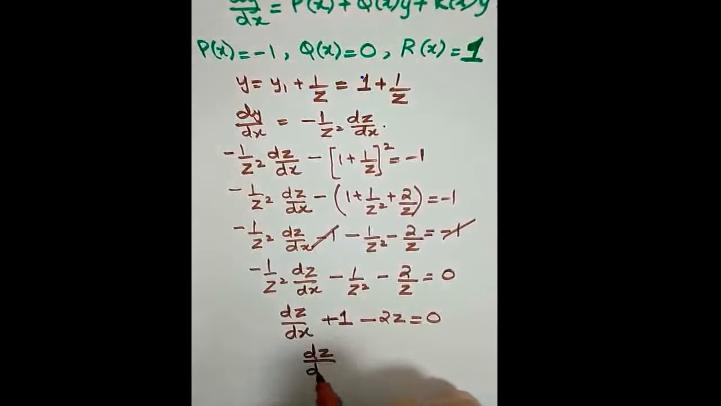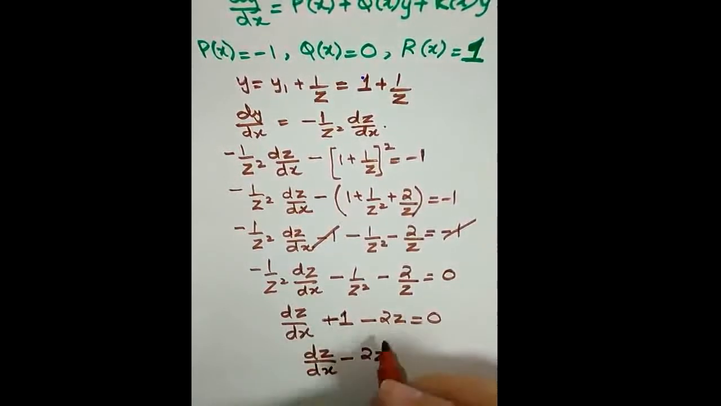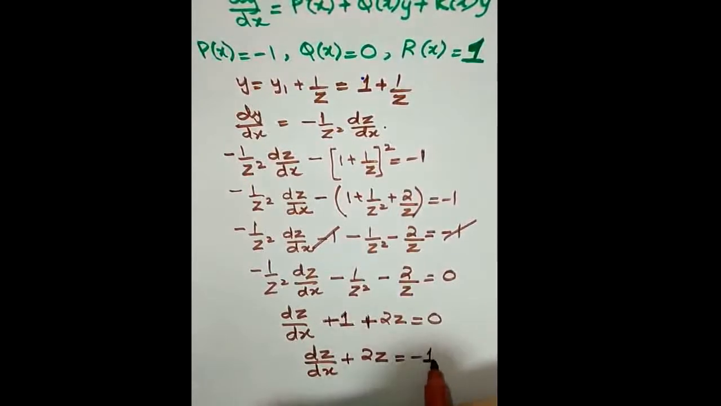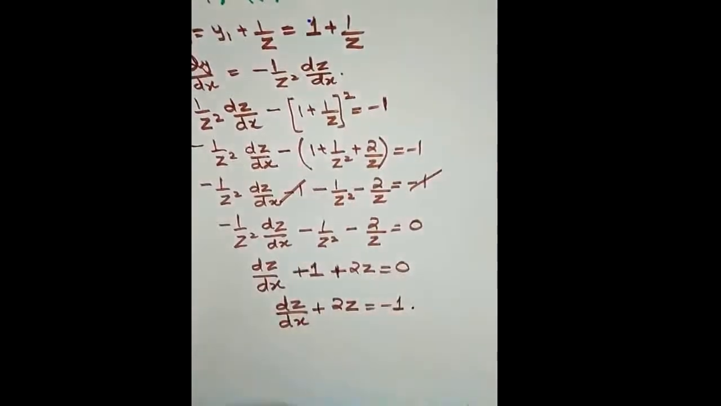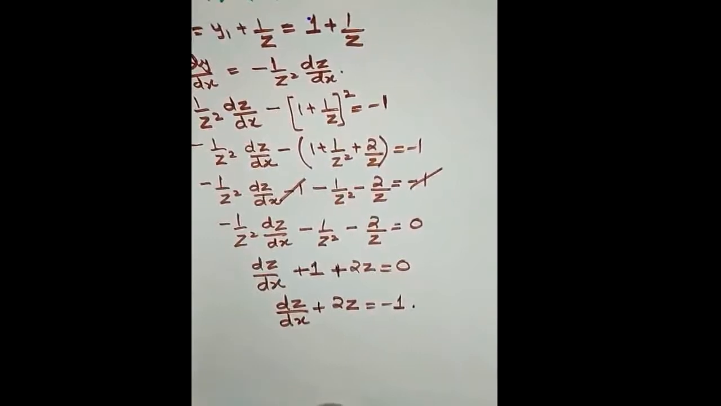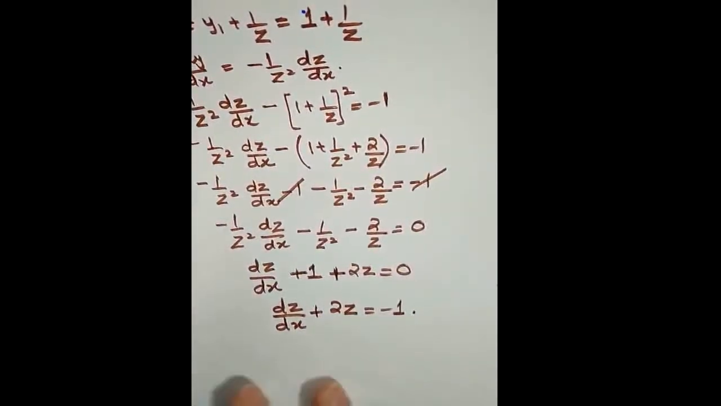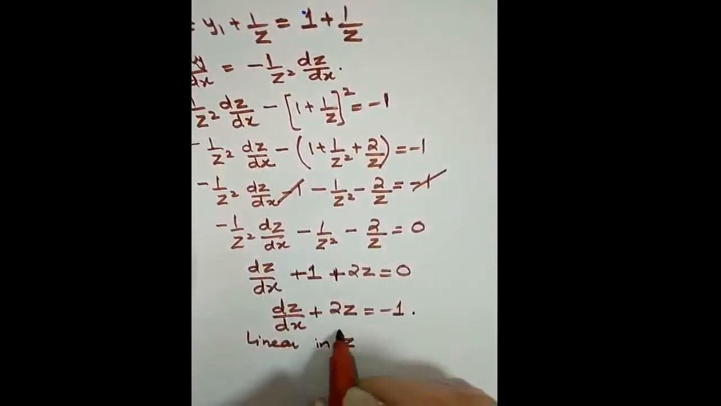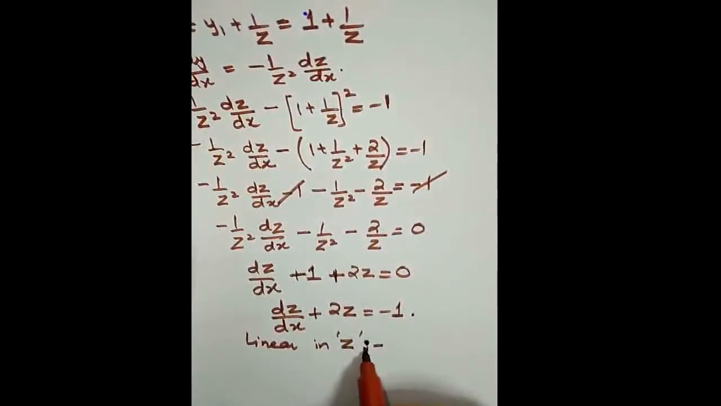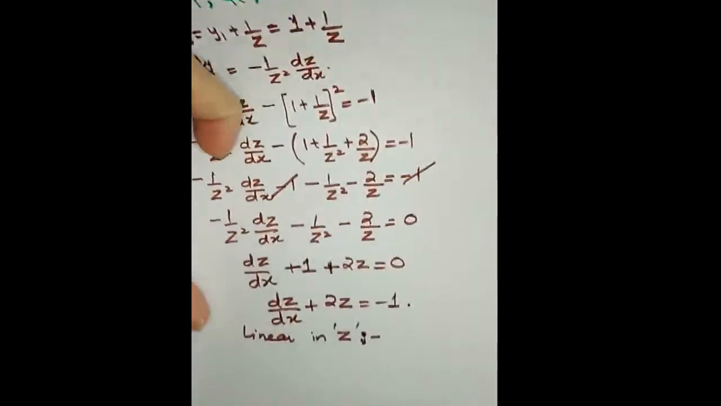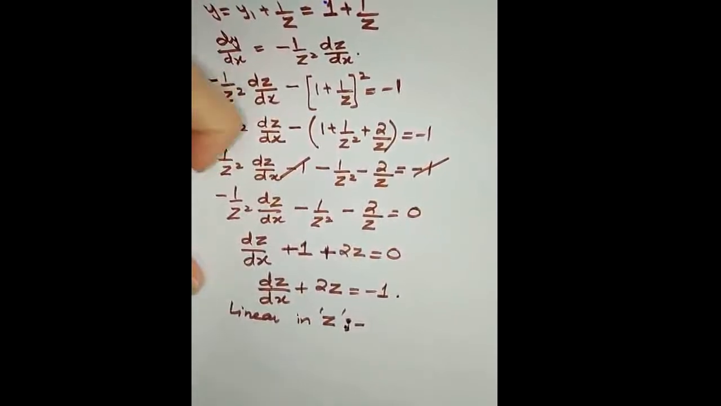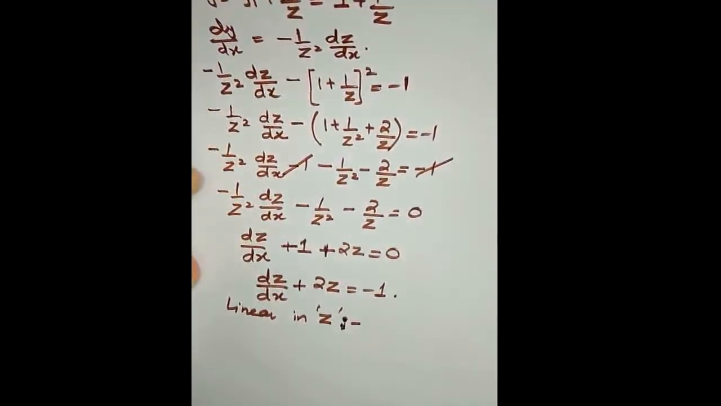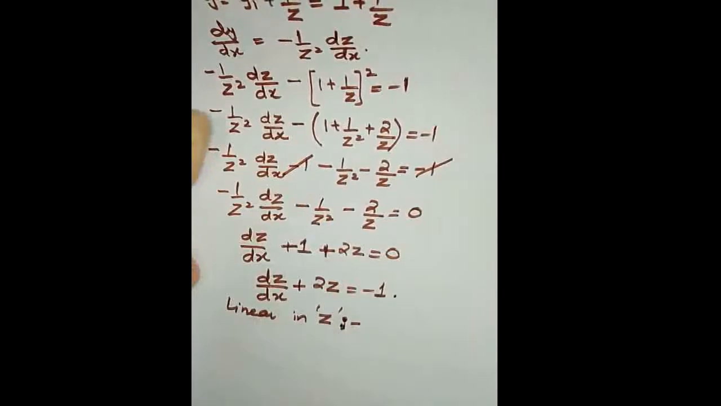So if I arrange this in proper form, it's dz by dx plus 2z equals -1. Now you can definitely see that this is a linear equation in z. So this is a linear equation in z. From here you can select the p of x, and use the integrating factor method to solve this equation.